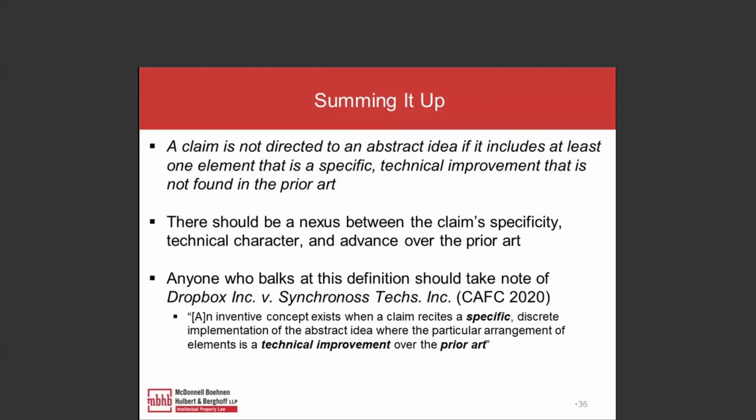If you want to write a claim and not have to deal with too much 101 nonsense, it should be specific, technical, and novel. And there should be a nexus between the claim's specificity, technical character, and advance over the prior art. So you don't want to have one specific element that's not technical and is in the prior art, and you don't want to have another element that's technical but not specific and in the prior art. You want to have one claim element that has all 3 of these characteristics, or at least several claim elements that are tightly coupled that have these 3 characteristics.